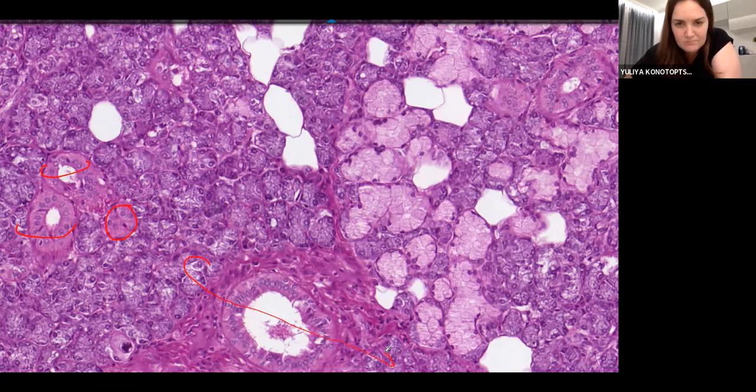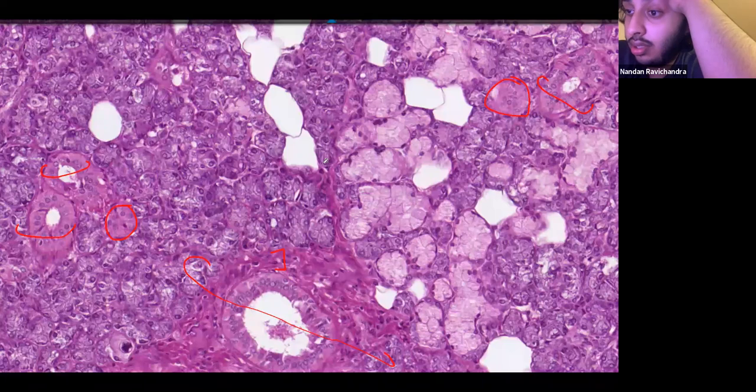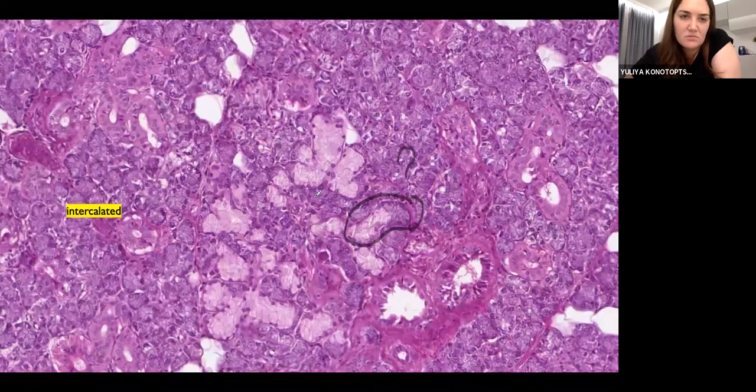Interlobular. Intralobular excretory duct. Why? The amount of connective tissue, right? So it's not as much. Okay, this one? Striated. This one? Intercalated. Okay, so I think it's straightforward.